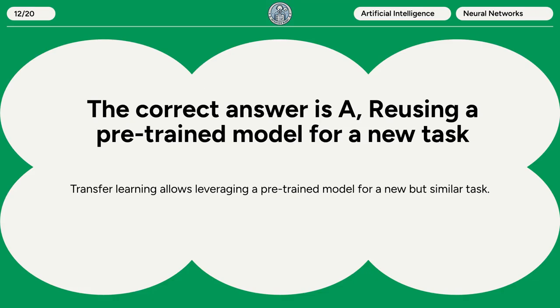The correct answer is A. Reusing a pre-trained model for a new task. Transfer learning allows leveraging a pre-trained model for a new but similar task.